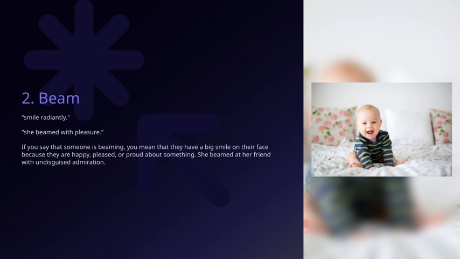For example, she might have beamed at her friend with undisguised admiration, showing how much she appreciated or was impressed by her. This concept of beam is important because it captures that visual expression of happiness or pride, which can communicate a lot without words. In the context of our presentation, understanding how people beam helps us recognize genuine emotions and reactions, which is key in communication and connection.